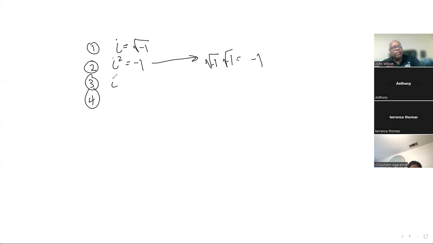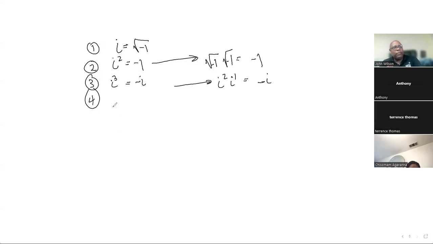i cubed, if you will, is equal to i squared times i. Because 2 plus 1 is 3. i squared is negative 1. So negative i is the answer for i cubed.